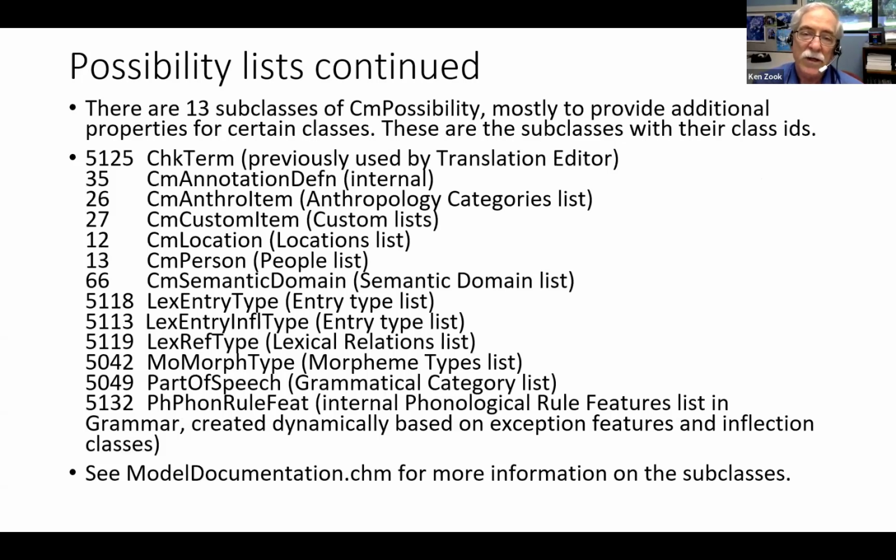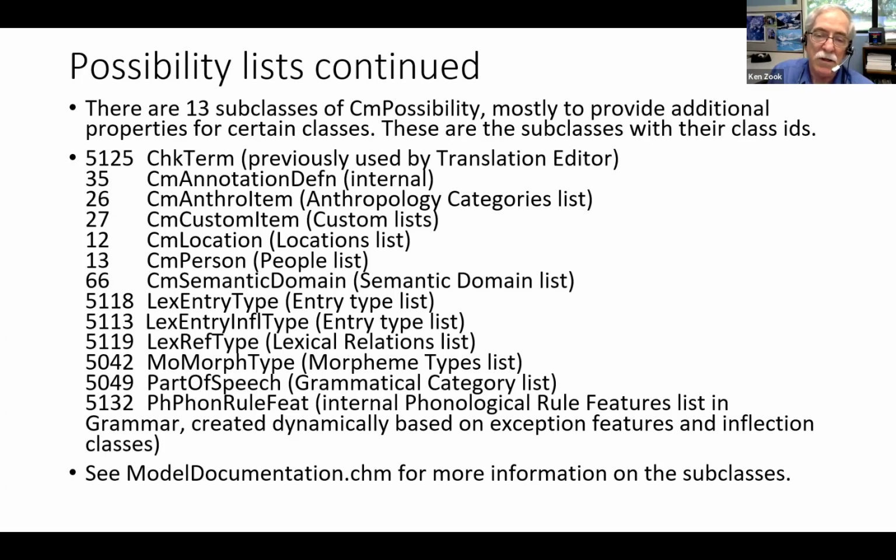So I mentioned we had 13 subclasses of CM possibility, mostly to provide additional properties for certain classes. And these are the subclasses with their class IDs. We have check term, which is no longer used. That was part of translation editor. CM annotation defin is an internal type of list or type. CM anthro item are for the anthropology categories list. CM custom items are if you create a custom list.